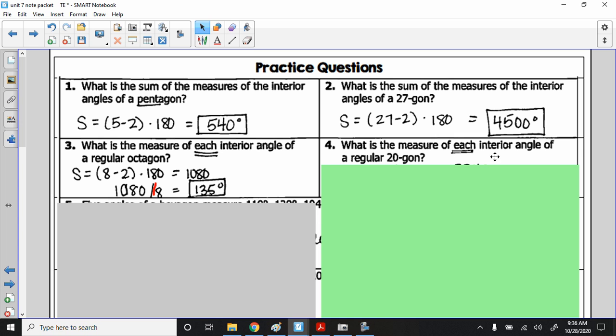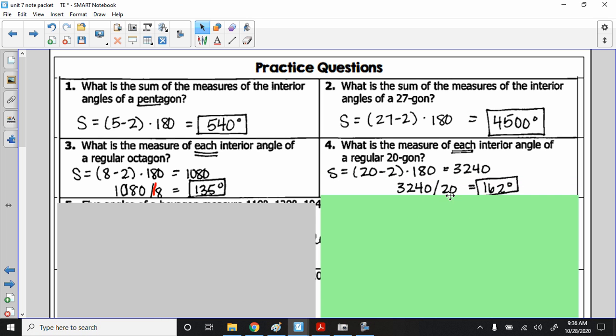What's the measure of each interior angle of a regular 20-gon? The exact same thing, but now you're going to see 20 minus 2 times 180, and then me dividing it by 20 to get 162.